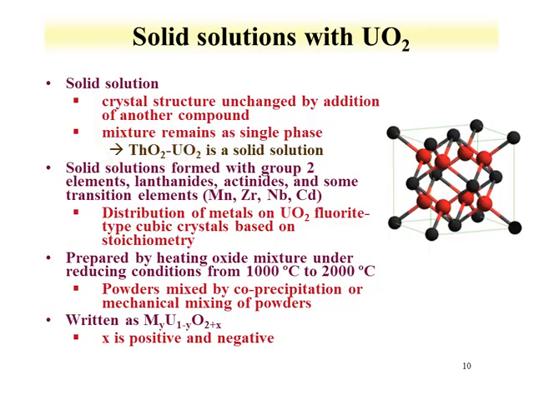These solid solutions can be prepared by heating oxide mixtures under reducing conditions, because you don't want to oxidize the uranium, between 1,000 and 2,000 degrees. They're often written as something like this, where you have one metal, uranium, and oxygen. So this could be thorium, uranium, oxygen. X can be positive or negative, or in the case of thorium and uranium, X would be 0. This synthesis condition is similar to what occurs as uranium dioxide fuel is burned in a reactor.